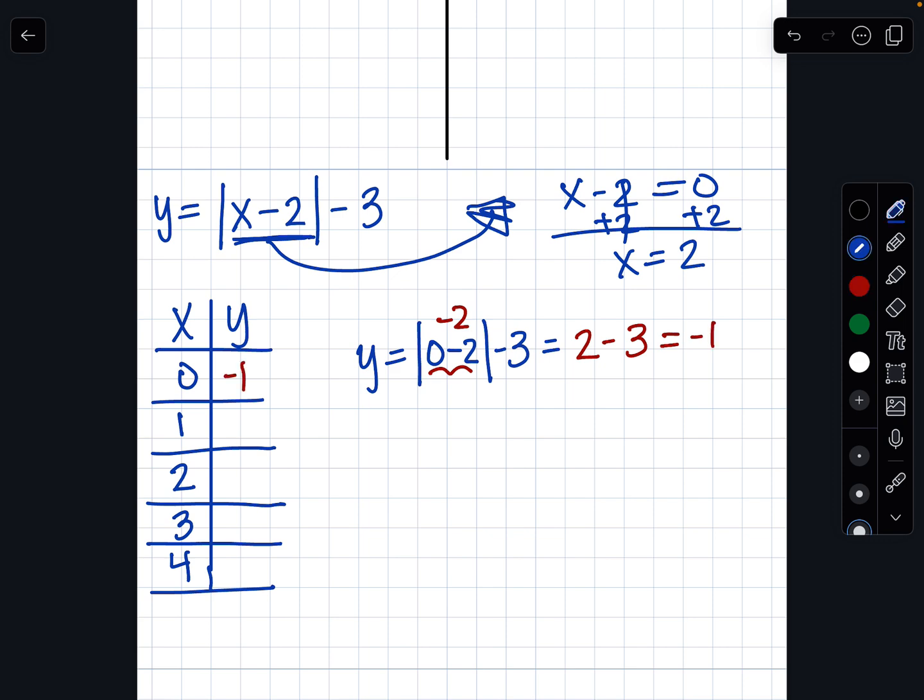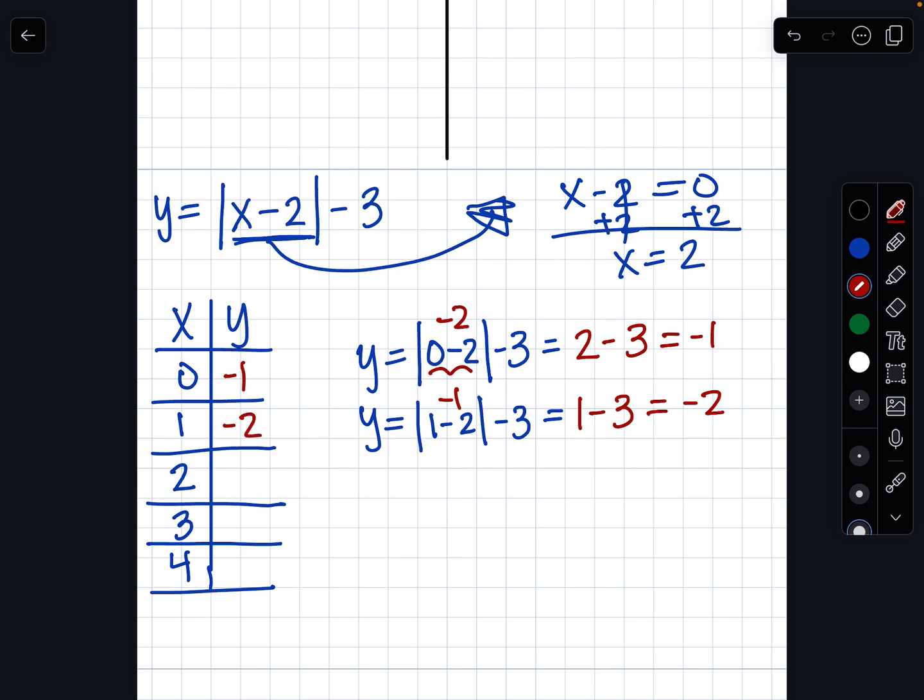All right, Alice, what's the next number I'm plugging in for x? So absolute value of 1 minus 2. What is 1 minus 2? -1. And what's the absolute value of -1? So I get 1 minus 3. What is 1 minus 3? -2.